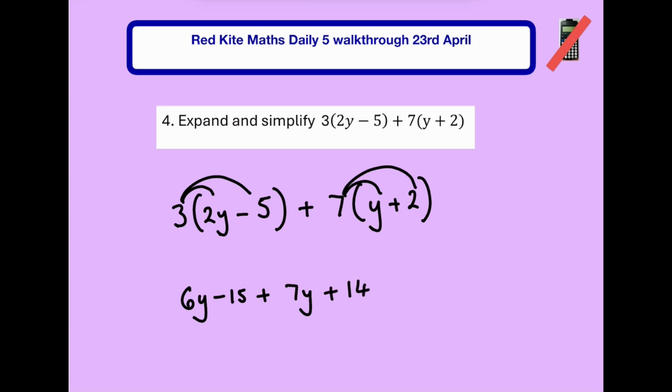Now I can collect up my like terms. I'm going to add 6y and 7y, and I get 13y. And then minus 15 plus 14 will get me to minus 1, and that would be our final answer.